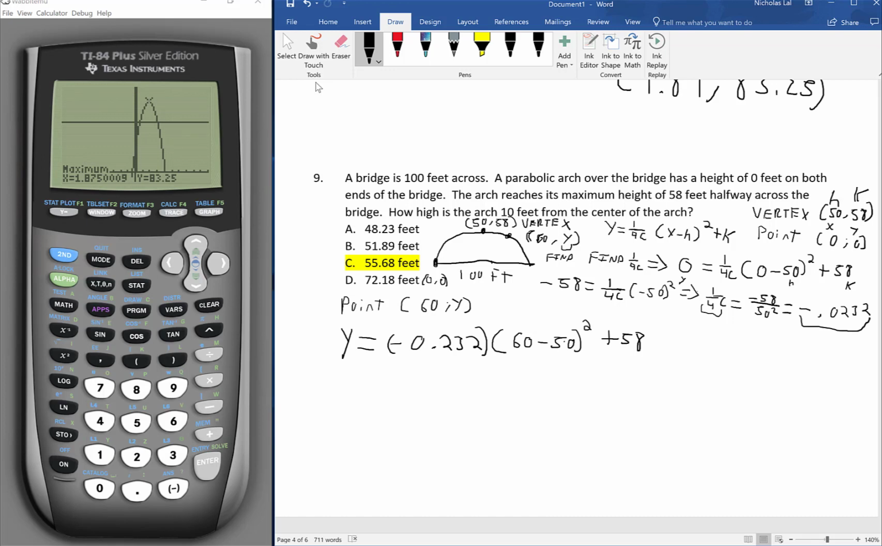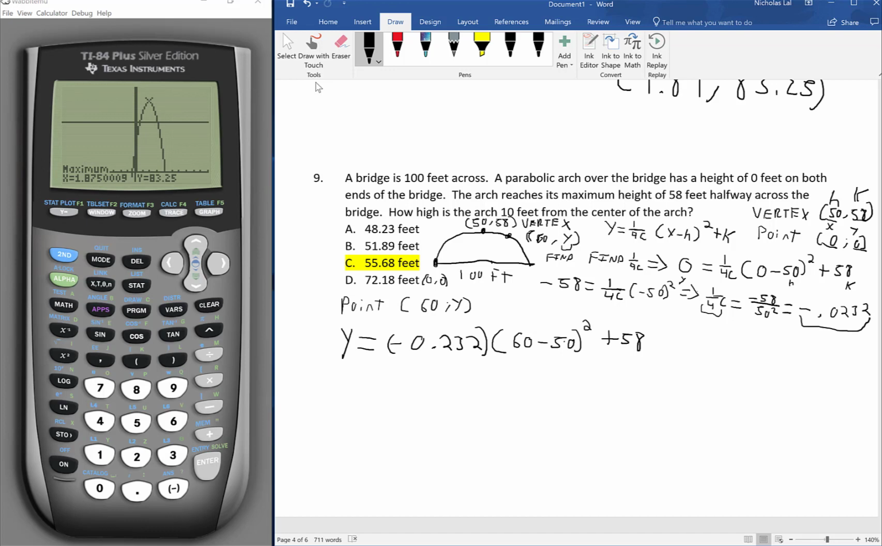But here we need to find the parabola, where the standard form of a vertical parabola is y equals 1 over 4c times x minus h squared plus k. Here the focal length is not going to be too important, but we need to find 1 over 4c. So we have a point 0, 0 and a vertex 50, 58, because we know 0, 0 is a point. So just plug it in. 0 is equal to 1 over 4c times 0 minus 50 squared plus 58. So doing some algebra, negative 58 is equal to 1 over 4c times negative 50 squared.